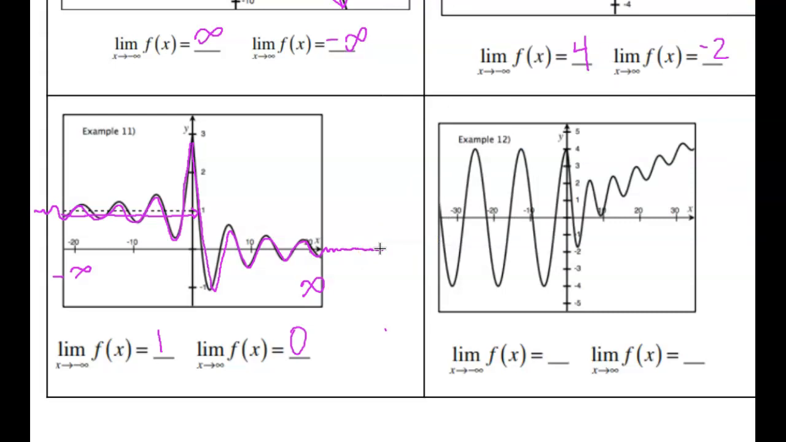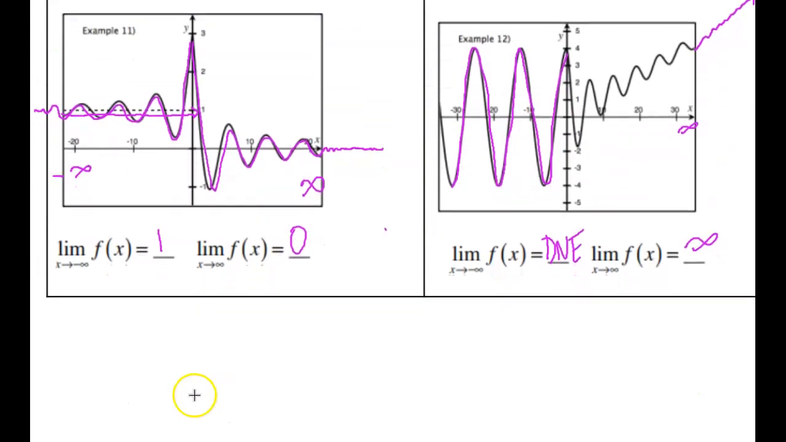All right, number 12 is slightly different. On the left, we call this oscillating. They're going between 4 and -4 the whole way. Well, you can't have two values, so this does not exist. And as we go to infinity, these are getting smaller and smaller and smaller, and so we can say infinity. So see, if your pattern doesn't decrease or converge, then it does not exist. If it does, then you follow the pattern. All right, you give yours a try and see how you do.